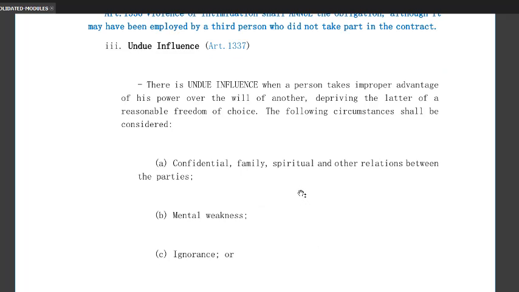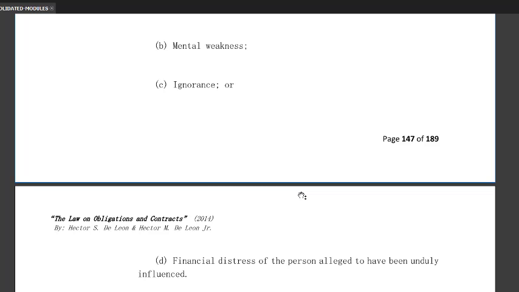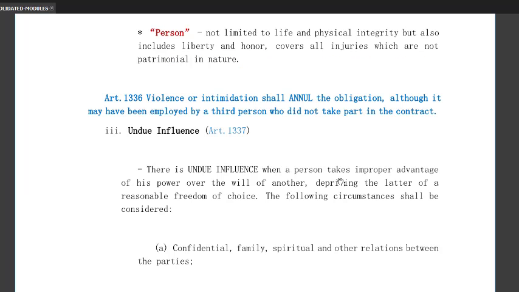Ano ba ang mga requirement para masasabi natin na ang undue influence ay nakaka-taint ng consent, or nakaka-apekto sa consent? Dapat ay there is a taking of improper advantage, and then over the will of another, and then yung person na yon ay nade-deprive na of the freedom to choose. So yun po yung atin pong pinaka-perfect example diyan.